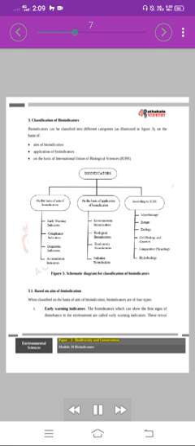3. Classification of bioindicators. Bioindicators can be classified into different categories, as illustrated in Figure 3, on the basis of aim of bioindication. Application of bioindicators on the basis of the International Union of Biological Sciences, IUBS. Figure 3. Schematic diagram for classification of bioindicators. 3.1. Based on aim of bioindication. When classified on the basis of aim of bioindication, bioindicators are of four types.